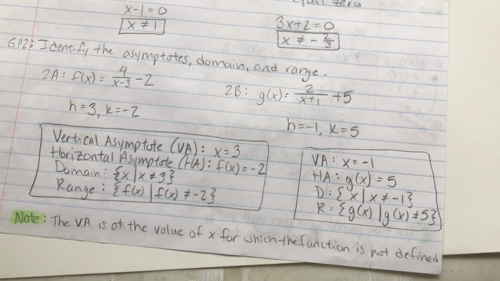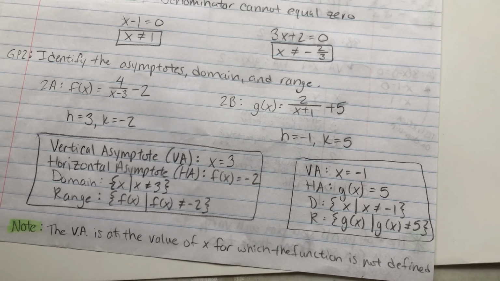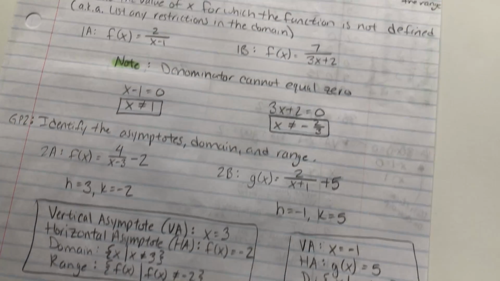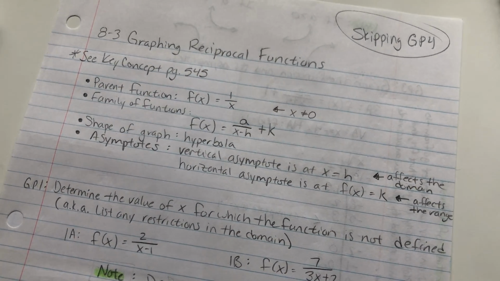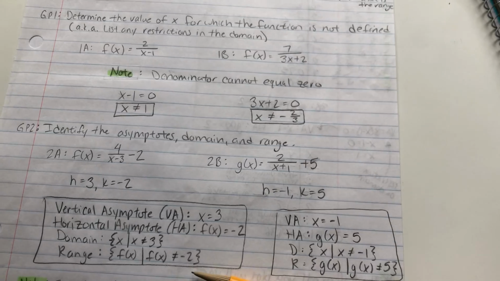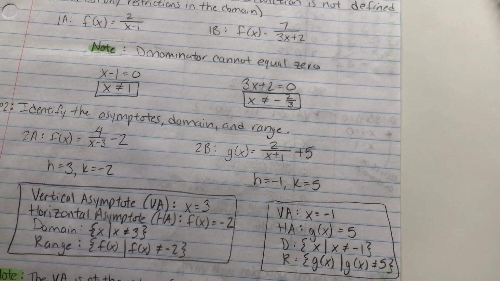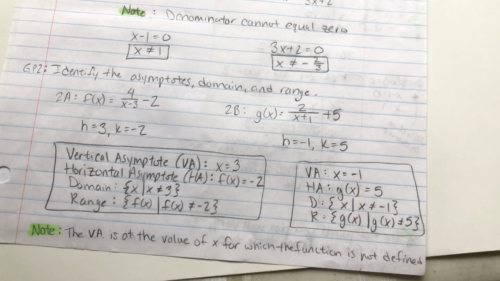In the next video, we're going to look at the picture of what a hyperbola looks like, in case your book is not in front of you to match up with your key concept on page 545. We're going to sketch these asymptotes, and from there, all it is is a table of values to create your hyperbola.